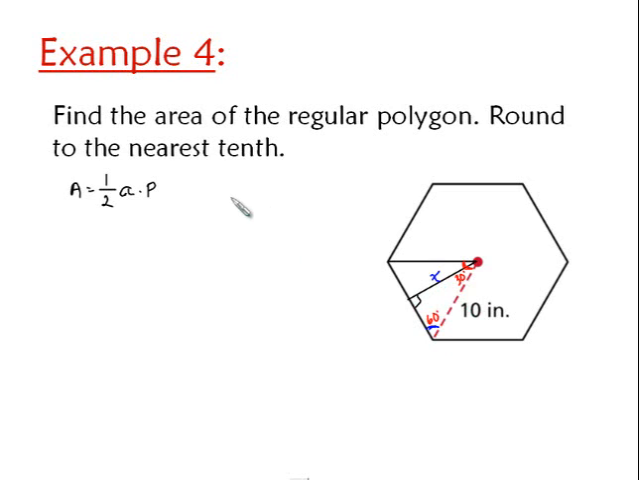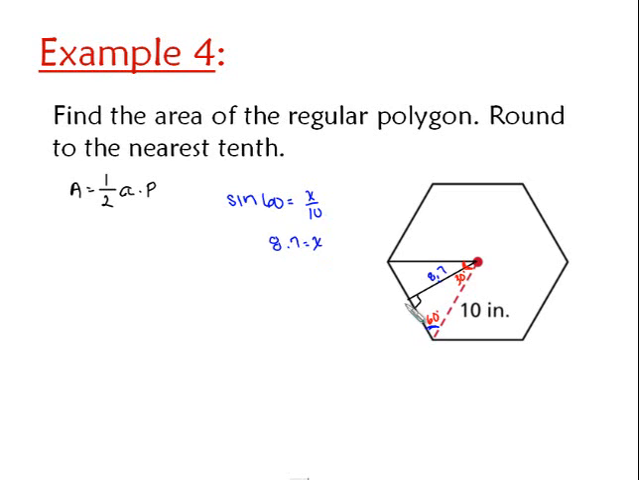So I'm going to use sine. Sine of 60 degrees is equal to the opposite over the adjacent side. So to solve for the apothem, all I have to do is multiply both sides by 10. Okay, this ends up giving me 8.7.